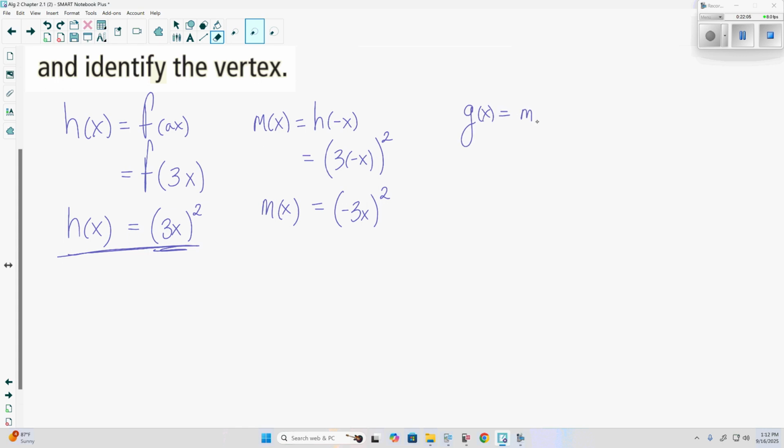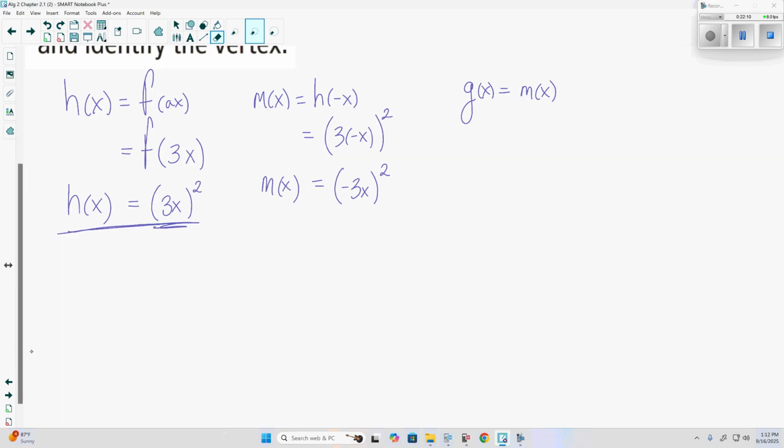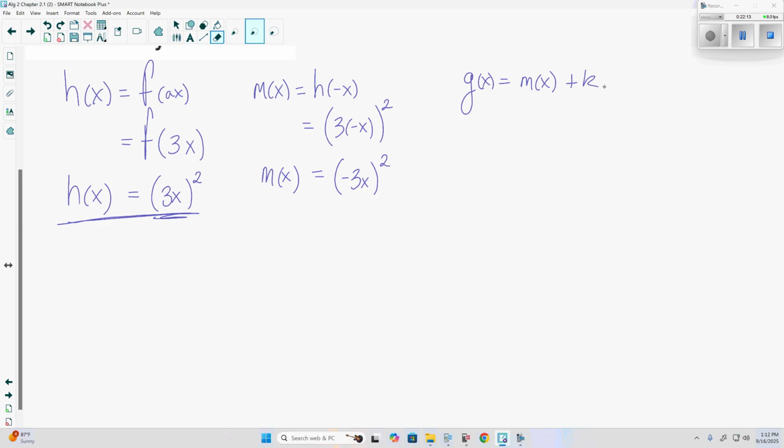Last step is our translation up. Since we're going up 2, the value of k is positive 2. So we replace k with plus 2. Now that we finished plugging in our values for k, we can replace m of x with its function and then simplify, giving us this here.